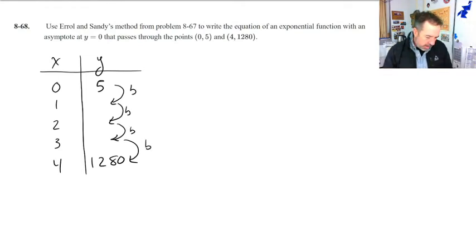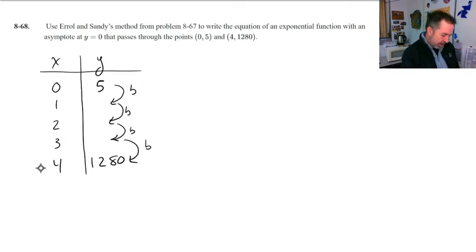In fact, if I look at this, my x value is 4, and 4 minus 0 is 4. So I can see that this is b to the 4th power just by looking at the difference between these two numbers. So maybe I don't have to draw these pictures all the time. I can just take the x value at 1280, 4, and subtract the x value when y is 5, 0. 4 minus 0 is 4.